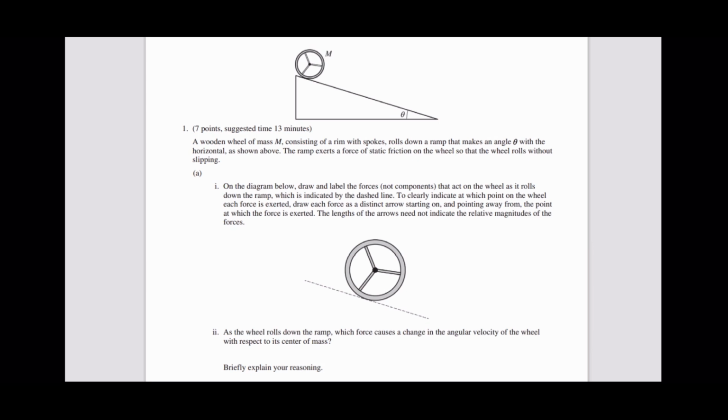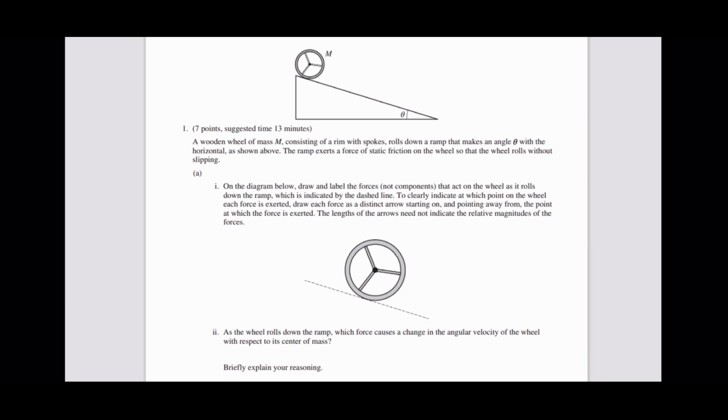In part A, on the diagram below, draw and label the forces, not components, that act on the wheel as it rolls down the ramp, which is indicated by the dashed line. To clearly indicate at which point on the wheel each force is exerted, draw each force as a distinct arrow starting on and pointing away from the point at which the force is exerted. The length of the arrow needs to indicate the relative magnitude of the forces.